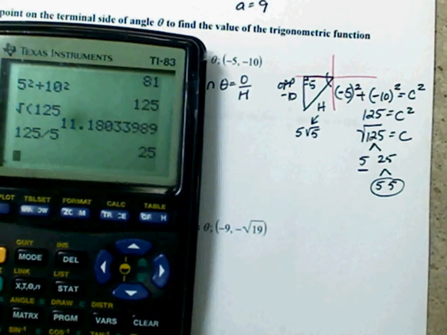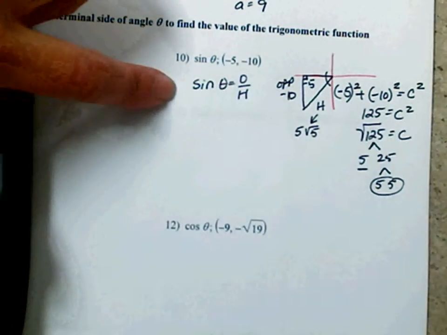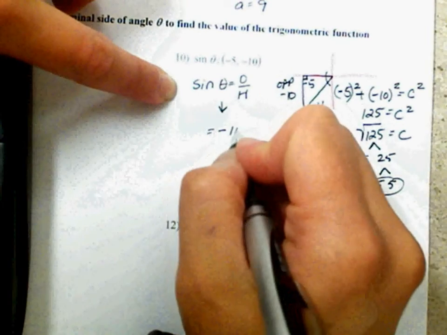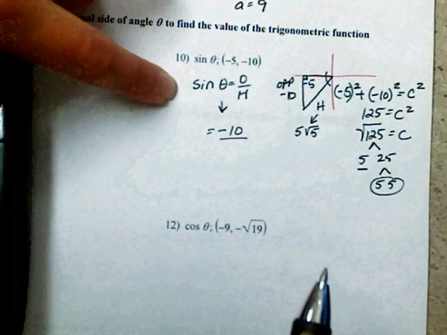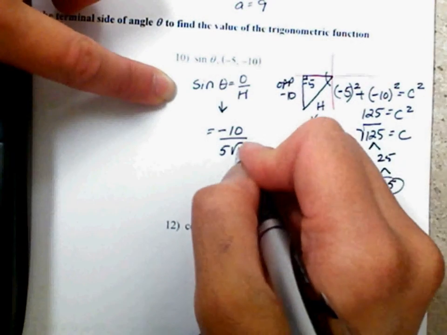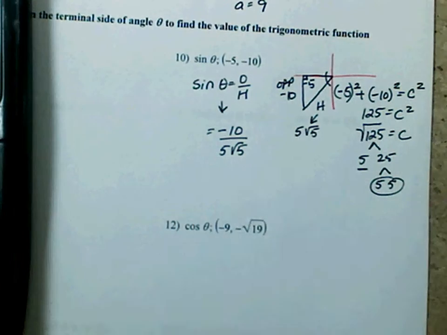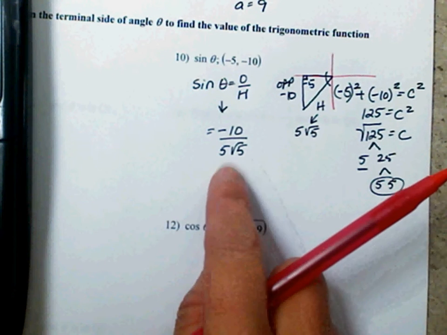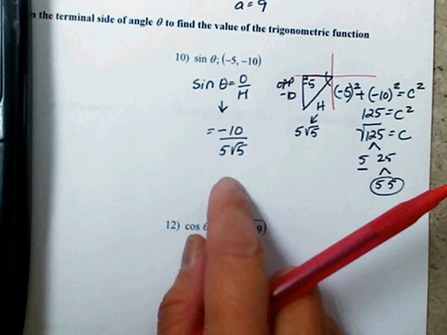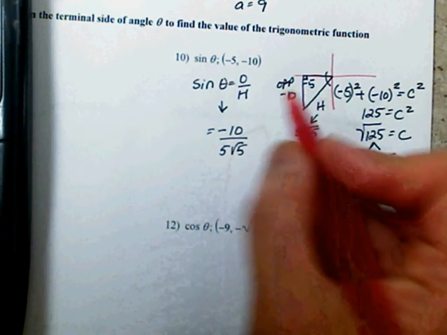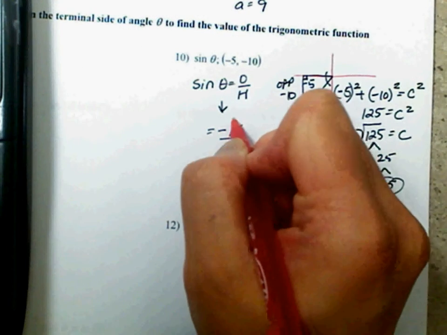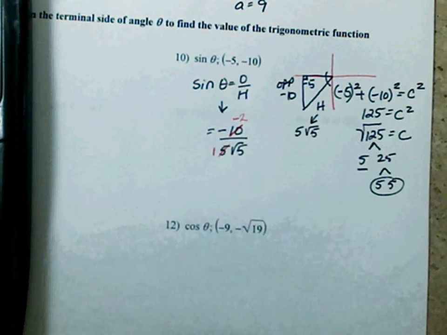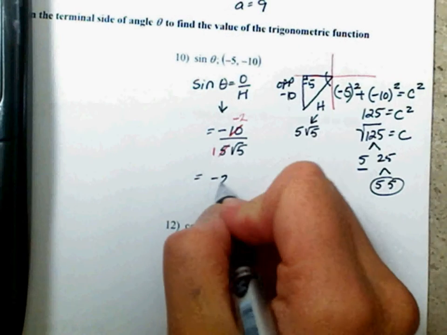Now you can plug into your ratios. Okay? So your opposite is -10. Your hypotenuse is 5 square roots of 5. You can either simplify it now and then rationalize it, or you can rationalize it first. I'm going to simplify first. 5 goes into both of those. That leaves that one -2. That leaves that one 1. Okay? So now you have -2 over square root of 5.